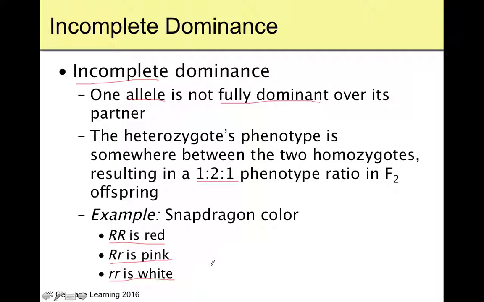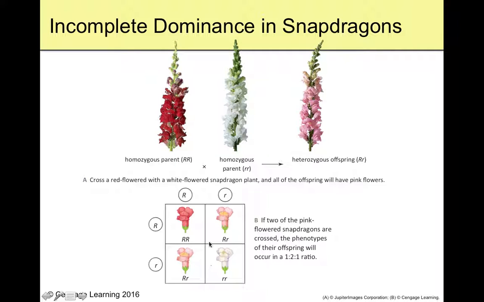The good news is we can use those same laws, independent assortment and the law of segregation, to make our Punnett squares and do these experiments the exact same way. All those laws still apply. Just our phenotypes are a little bit different. So here's your homozygous parent, big R big R, it's red. Here's your homozygous parent, little r little r, it's white. We cross the P generation and we get an F1 generation. The F1 generation is big R little r, and it is pink. So now we take this to an F2 generation.